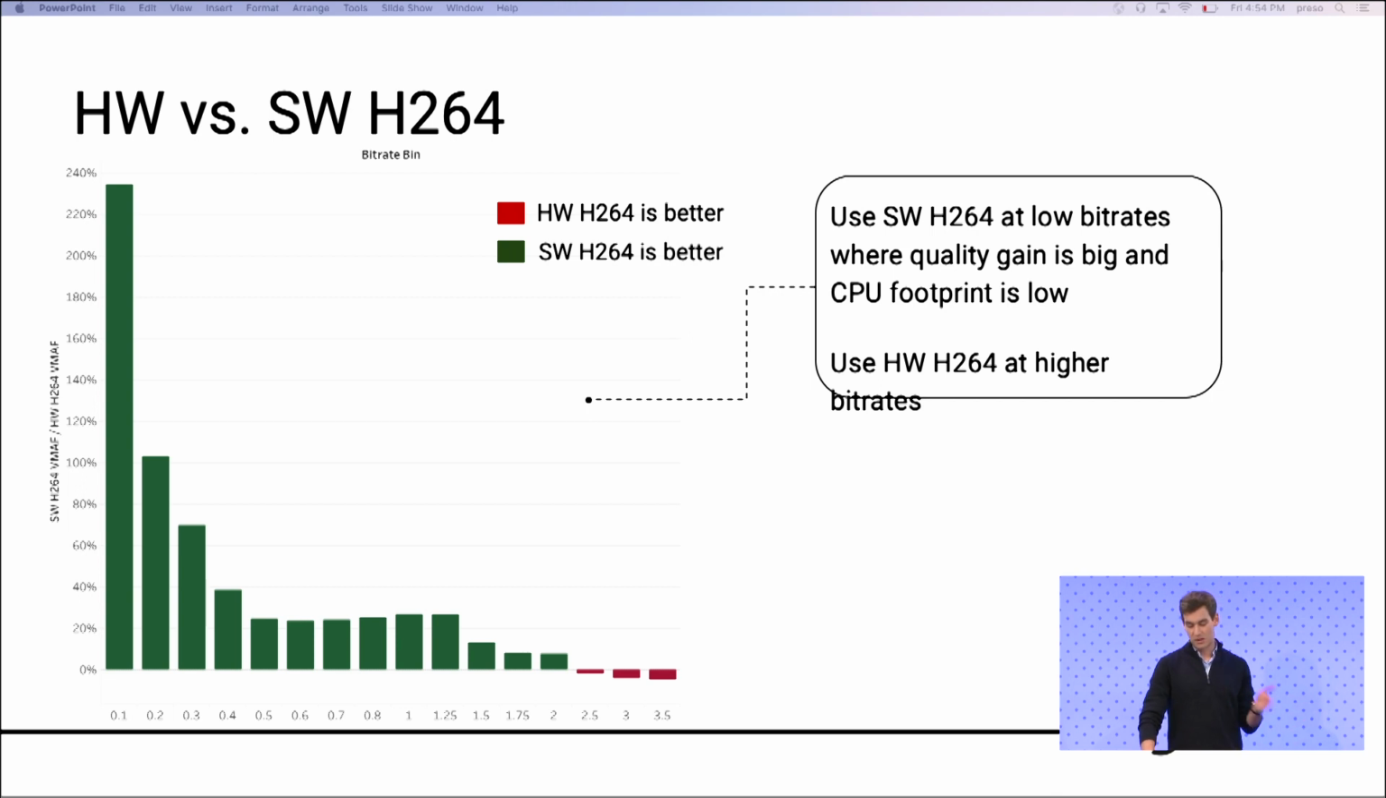However, as you bring up the bitrate higher, the difference becomes smaller and smaller. And then at very high bitrates, the hardware encoder becomes a little bit better than the software.